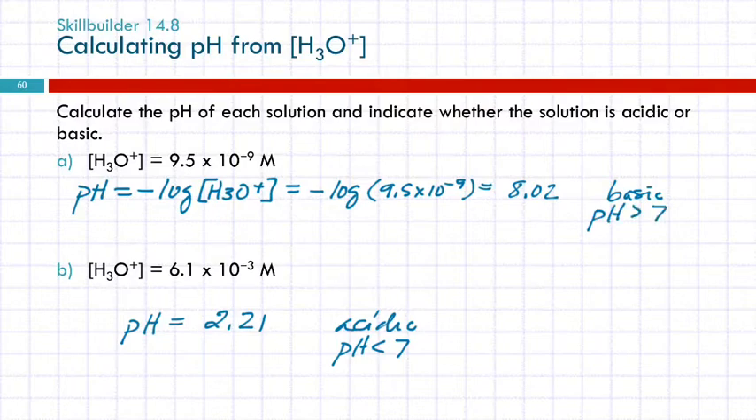Your book talks about strongly basic, weakly basic. I don't care. Just acidic or basic is good enough. Neutral is pH 7, or very close to it. Questions? If your calculator isn't behaving, please talk to me during lab today.